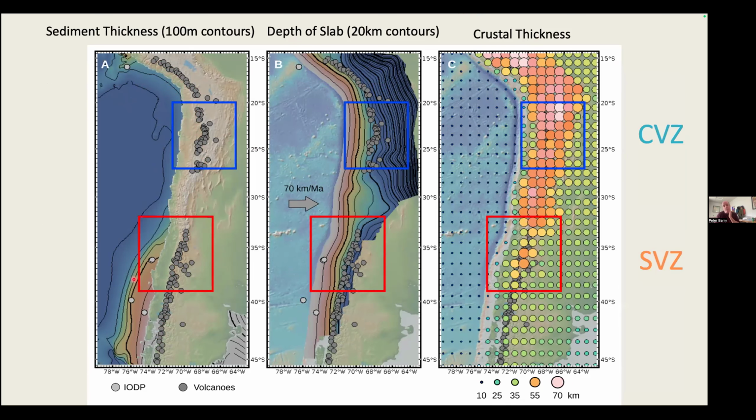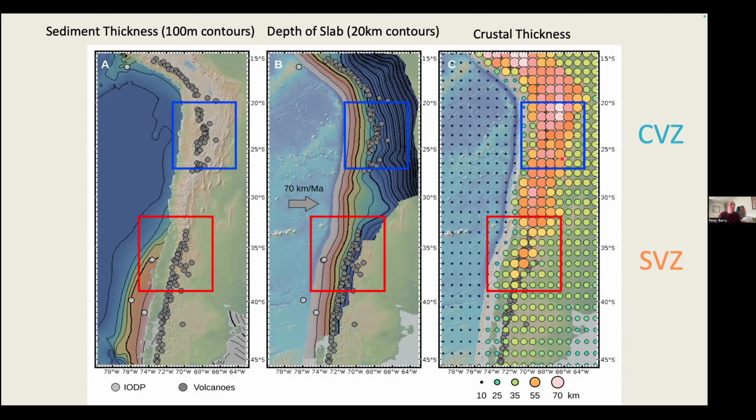So we were hypothesizing that things like the amount of sediments being subducted into the system could affect the volatile output that we saw. We also hypothesized that the subduction angle, which you can see is much different between the central and southern volcanic zone, changes pretty drastically. And what's also very important is the overriding crustal thickness, the thickness of the crust on the continent itself.